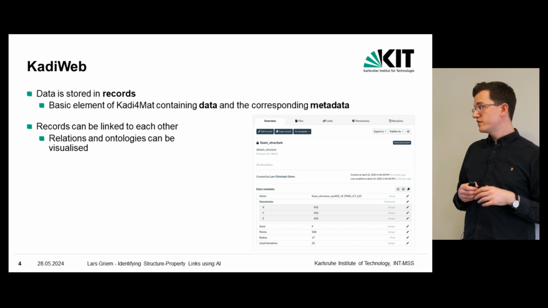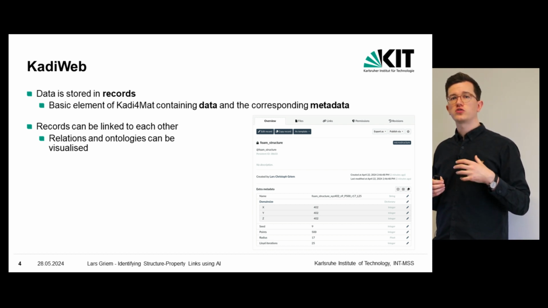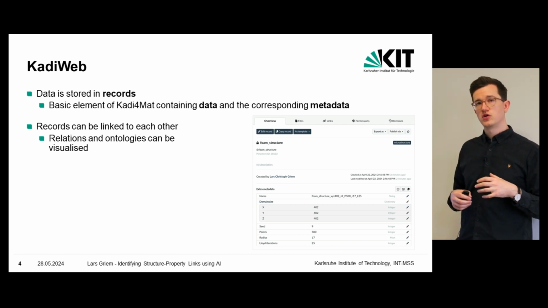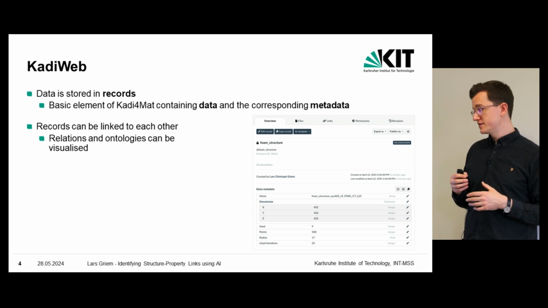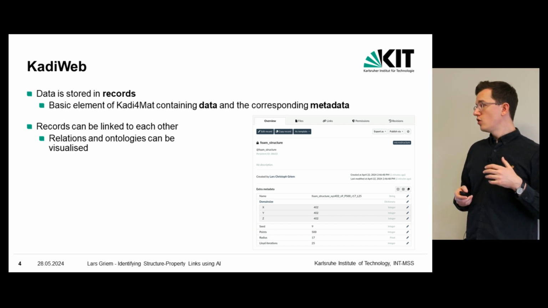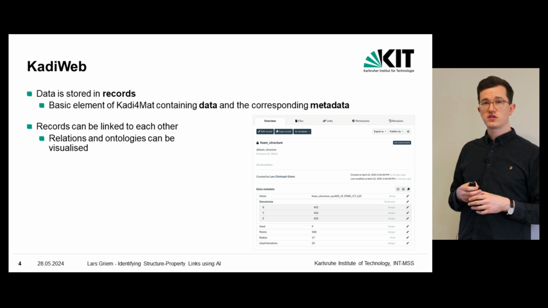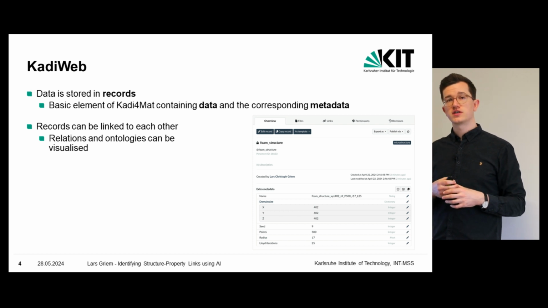For us, at this point, it's very important that we use uniform metadata schemes because we are going to extract all of the information later on from these metadata with machine learning. So it is important that every record has the same metadata keys at least. On top of the metadata, we also have the possibility to link records to each other in order to visualize some relations as well as ontologies in Kadi4Mat.